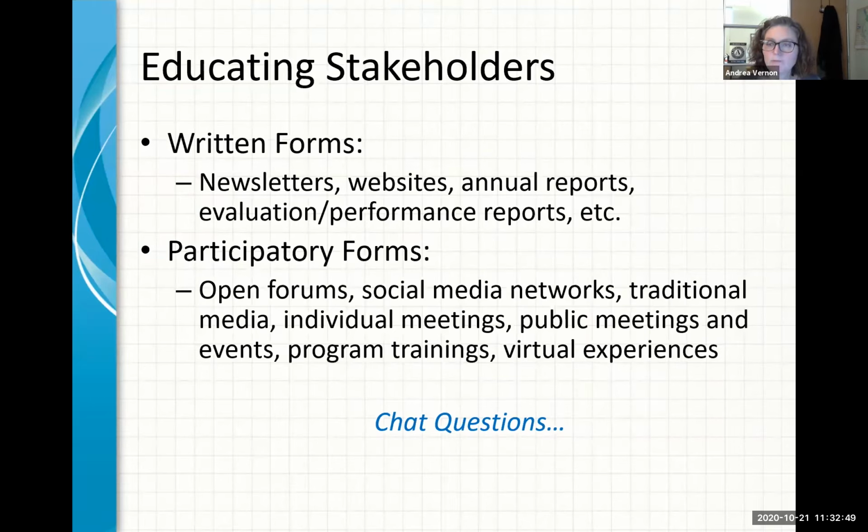More participatory forms of reaching out to and educating your stakeholders would be to do things like conducting open forums. A lot of organizations do this where they open their organization to the public so that they can help educate members of the community about what they're doing and invite the public in to learn more.